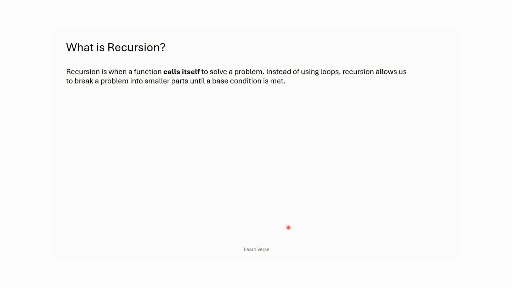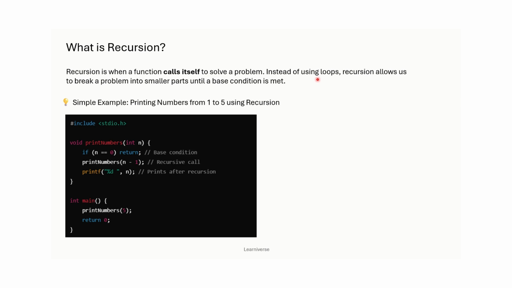What is recursion? When a function calls itself to solve a problem is known as recursion. So instead of using loops, recursion allows us to break a problem into smaller parts until a base condition is met. So let's understand with a simple example. Here the example problem is printing numbers from 1 to 5 using recursion.